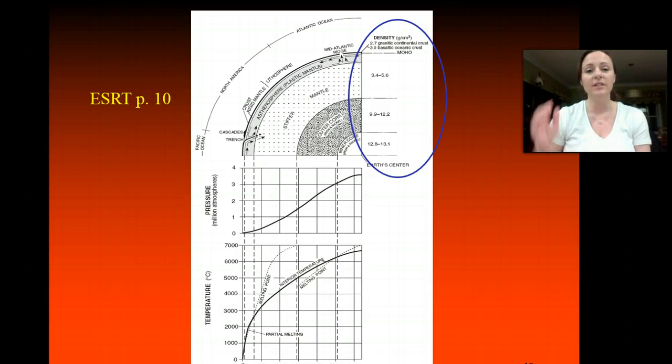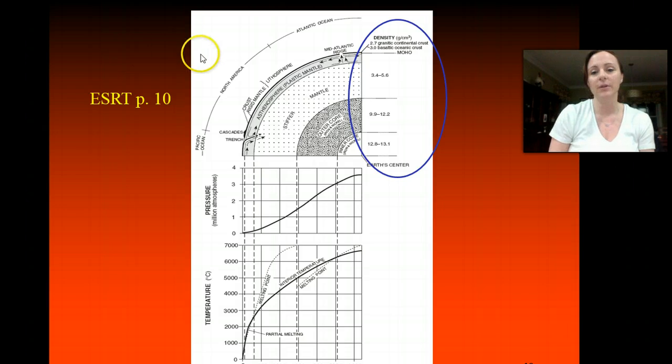If you look over to the side where I just circled, we see that the granitic continental crust, or the continental crust that's made of granite, has a density of 2.7 grams per centimeter cubed, whereas the basaltic ocean crust, or the ocean crust that's made of basalt, is more dense at 3 grams per centimeter cubed. So as you go down in the levels of the Earth, this corresponds to the density numbers and the information that we get in this circle.